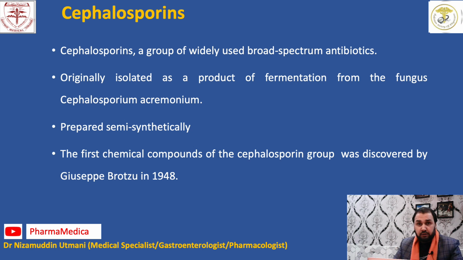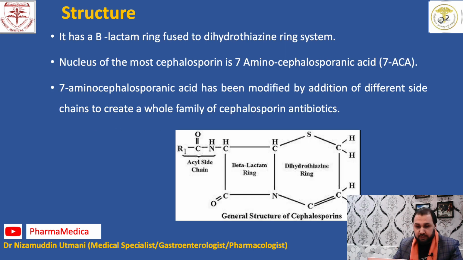Cephalosporins are basically derived from a fungus, Cephalosporium acremonium. Penicillin was derived from Penicillium notatum, and nowadays penicillin is synthesized from Penicillium chrysogenum, while cephalosporins are derived from Cephalosporium acremonium. They can be used orally and parenterally, and now a lot of other cephalosporins are available, which are synthesized by semi-synthetic methods.